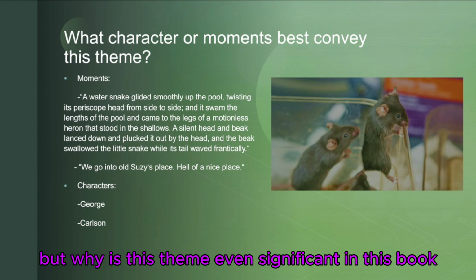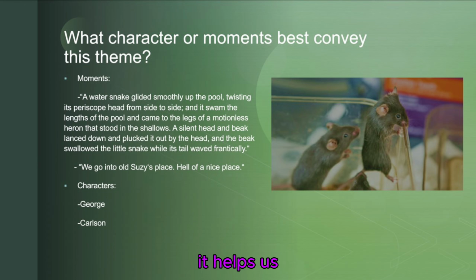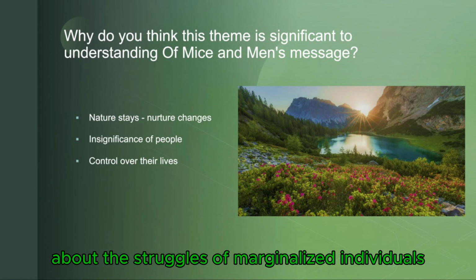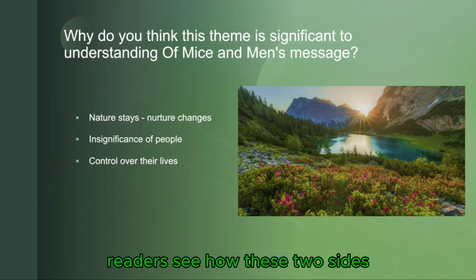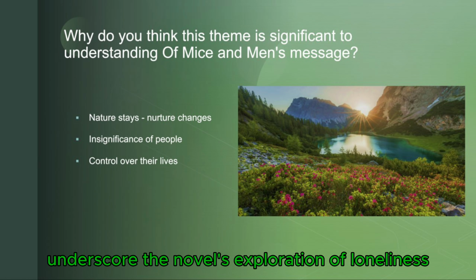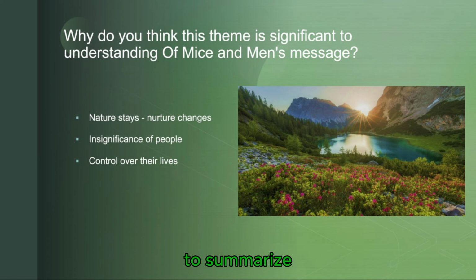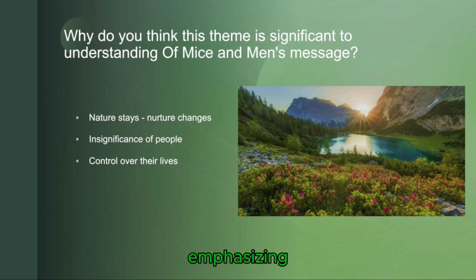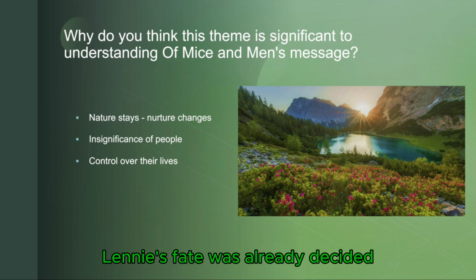Me too, but why is this theme even significant in this book? Just simply because it helps us to deeper understand the Of Mice and Men message? In short, yes, we understand more about characters' behavior, actions, their fates, as well as Steinbeck's social message about the struggles of marginalized individuals. Readers see how these two sides underscore the novel's exploration of loneliness, dreams, and the human condition. To summarize, nature's immutability highlights the tragic inevitability in Lenny's story, emphasizing that some aspects of life are beyond human control. In this novel, from the beginning, despite George's efforts, Lenny's fate was already decided.